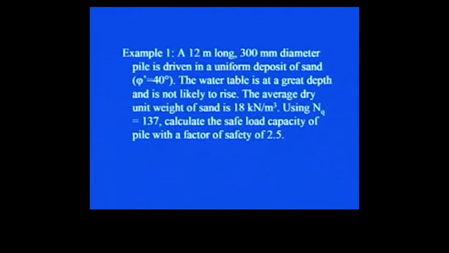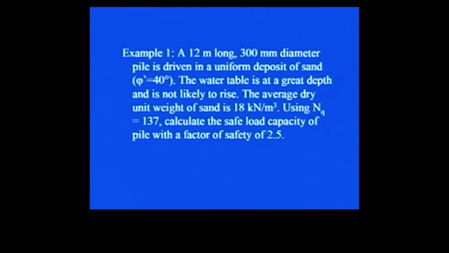For the first example, it says that a 12-meter long, 30 cm diameter pile is driven in a uniform deposit of sand, and the properties of sand given are: cohesion is 0 and angle of internal friction is 40 degrees. The water table is at a great depth and is not likely to rise. The average unit weight of sand is 18 kilonewton per meter cube. Using Nq equal to 137, calculate the safe load capacity of the pile with a factor of safety of 2.5.